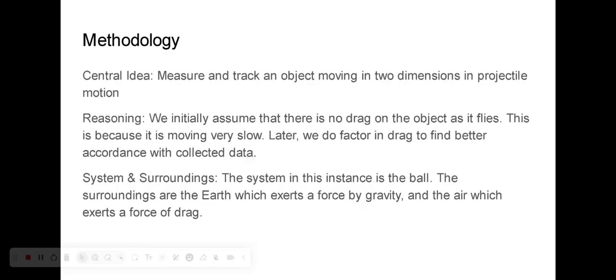The no drag assumption is reasonable because the object was not moving very fast, so that was a safe assumption. However, we did factor in drag in order to contribute to the realism. The system in this instance was the ball, and the surroundings were the earth and the air, which both exerted forces on the ball at some point.